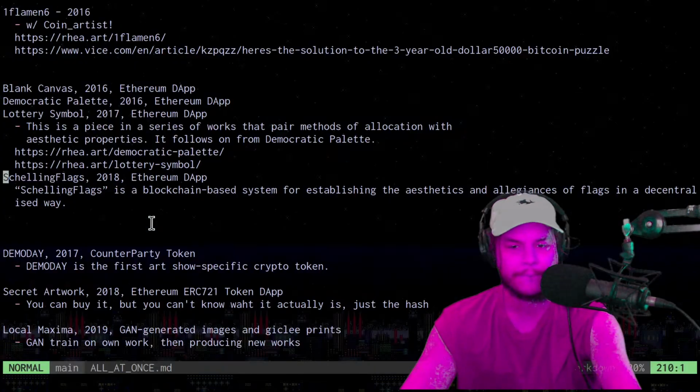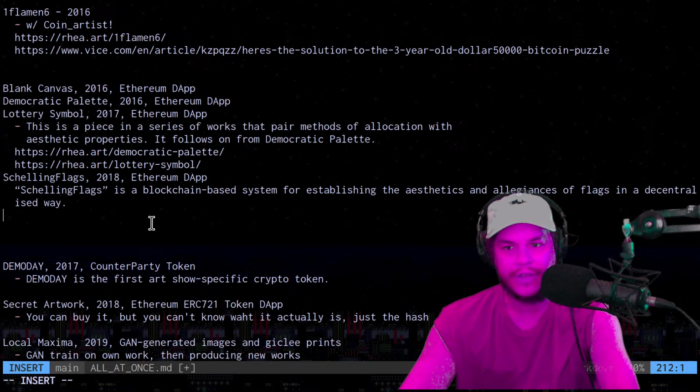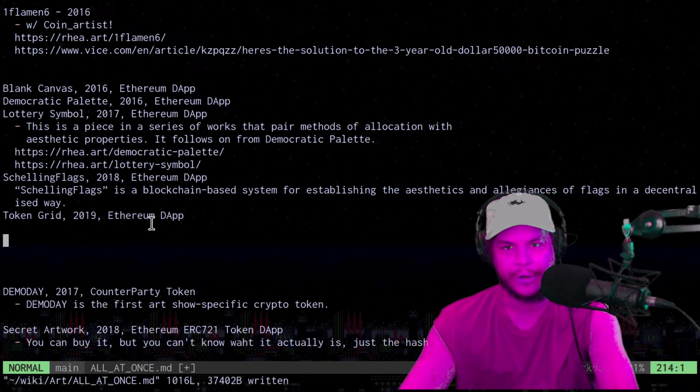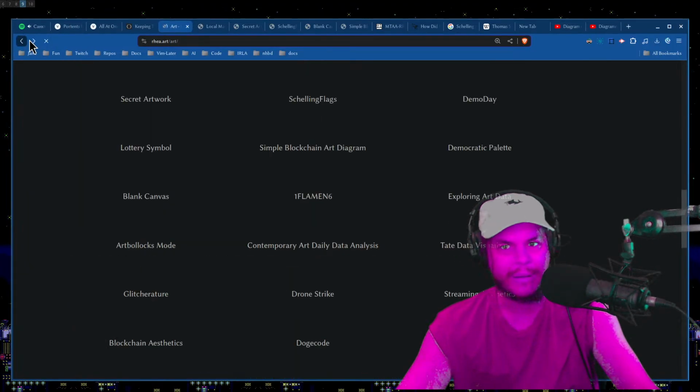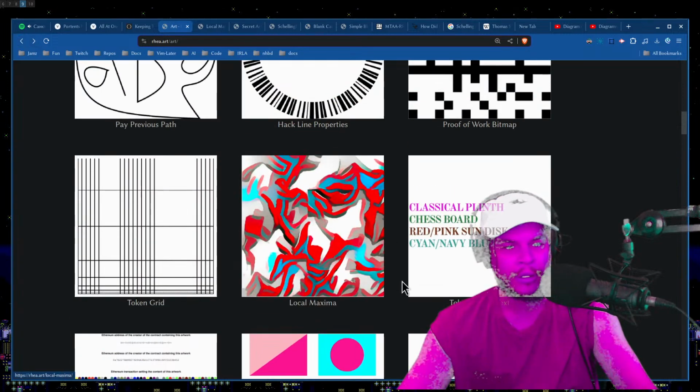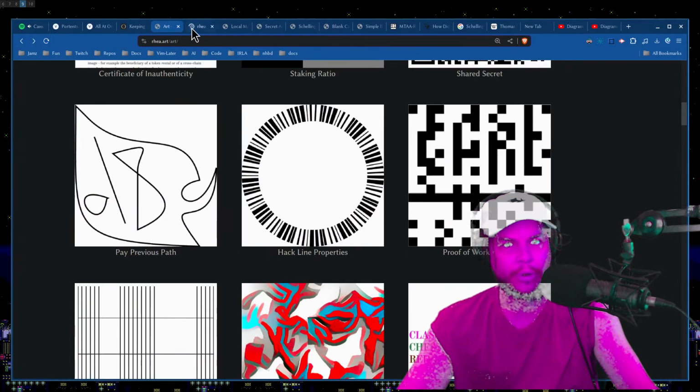Cool. This feels like it's in this field again, only this is now messing with the grid. Maybe there's a name for these styles. Okay, so this is proof of work bitmap.